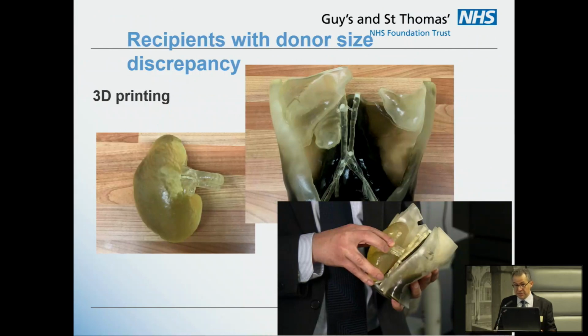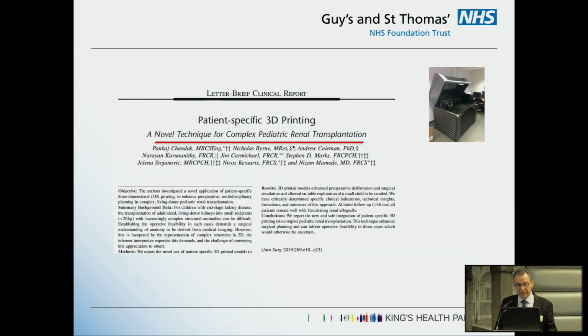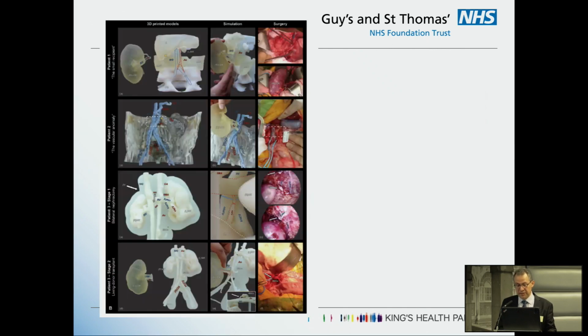We do use 3D printing, as George indicated yesterday, and this is me trying to decide where to put a kidney in a young child from Evelina. And that's the young child after the surgery with a 3D model in the Royal College of Surgeons of England. And I'm glad to see that he's grown up a lot. And that's his mum, and Pankaj, one of our colleagues. And Pankaj led this paper where we wrote up a few more cases where we used 3D printing.